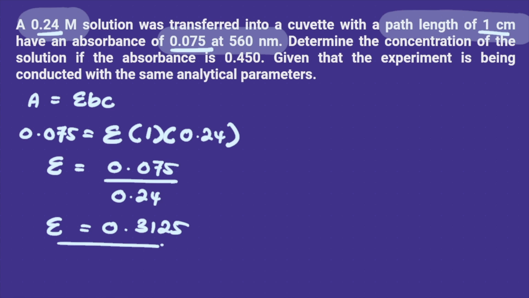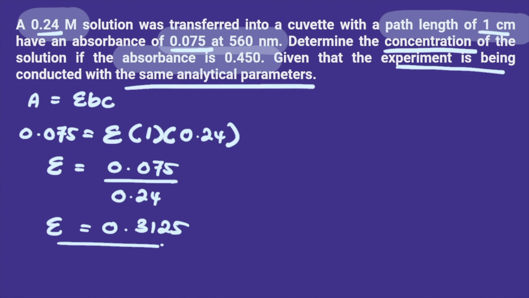Alright, moving on, in the question, you were asked to find what is the concentration if the absorbance is actually equivalent to 0.450. And then it stated here that the experiment is being conducted with the same analytical parameters. So what we are going to do is we are going to use the same formula. Absorbance is equivalent to epsilon Bc. Therefore, your epsilon you need to find, use the same value that you have calculated just now, and then the absorbance is given to you.